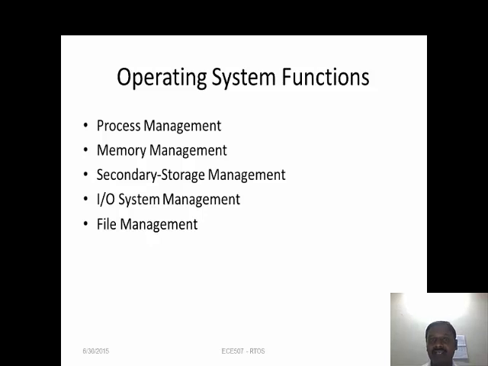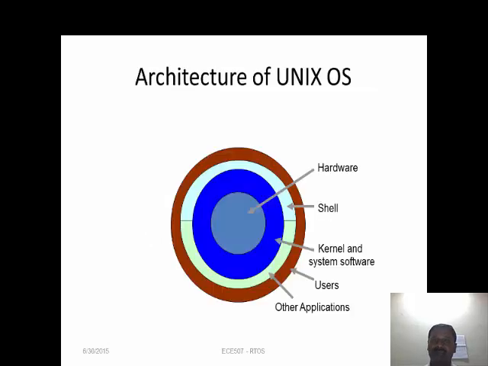And finally, file management. File systems are primary. In Windows, we call it the NTFS file system. In Linux, we go with the ext file systems, ext2, ext3, ext4, various file systems available. These are again managed by the operating system's kernel.